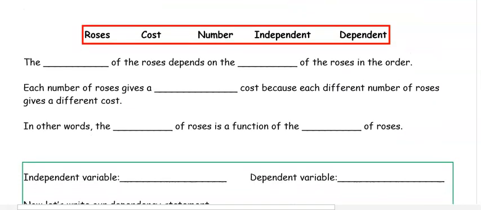So remember we talked about this yesterday, that our cost of roses is going to depend on the number of roses in an order. Each number of roses is always going to give us a unique cost because each different number of roses gives us a different cost. So in other words, the cost of the roses is going to be a function of the number of roses.